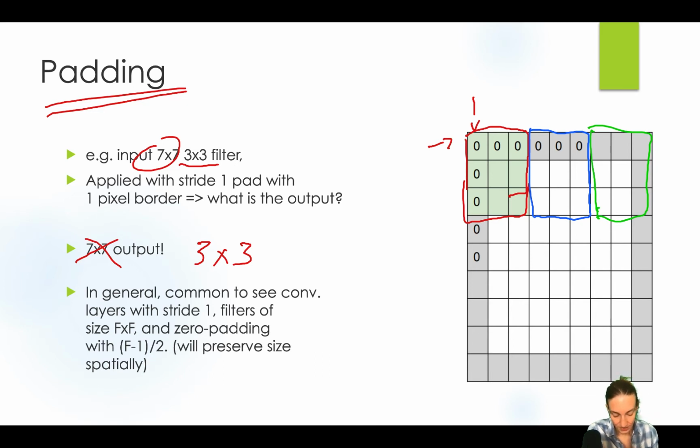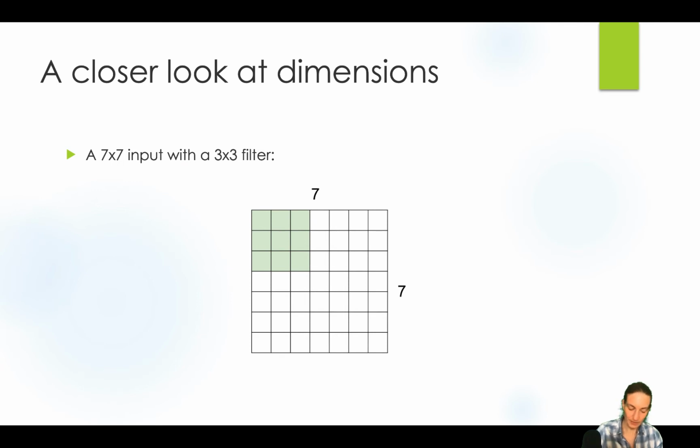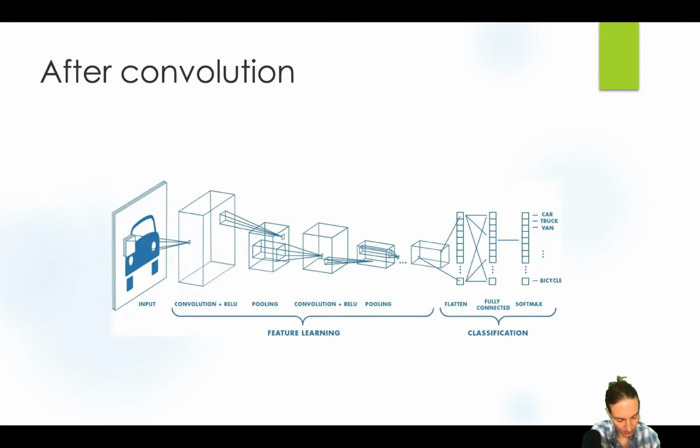In general, it's very common to see convolutional layers with stride 1 and filters of size f by f. Typically, the filters are kept pretty small, okay, and zero padding, okay, calculated by f minus 1 divided by 2. This will preserve the size spatially, so it means the dimensions of your input image will not shrink. All right, let's have another example. 7x7 input again, 3x3 filter as we're used to. And we feed it.